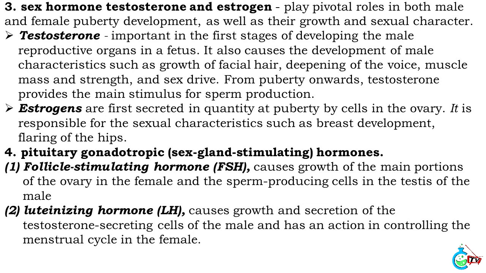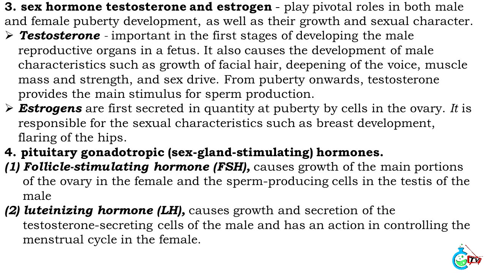From puberty onwards, testosterone provides the main stimulus for sperm production. Estrogens are first secreted in quantity at puberty by cells in the ovary. They are responsible for sexual characteristics such as breast development and flaring of the hips.